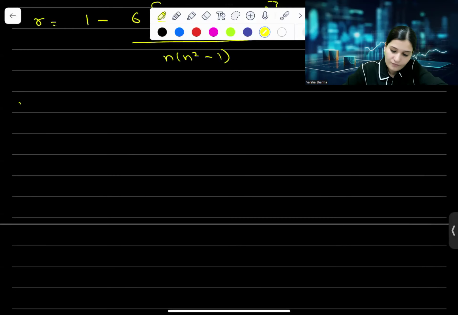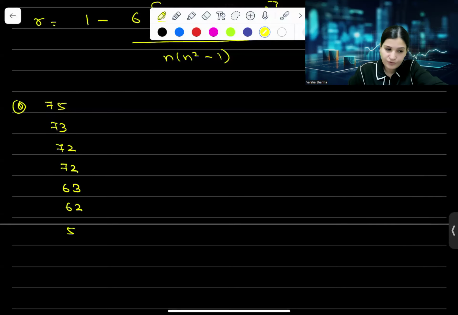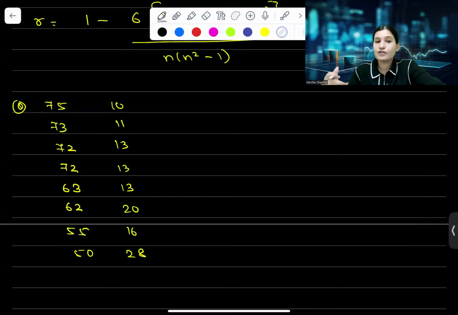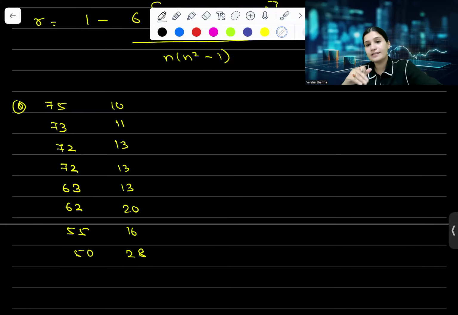Question. X: 75, 73, 72, 72, 63, 62, 55, 50. Y: 10, 11, 13, 13, 13, 20, 16, 20. If you can see, same values are repeated here. That means this is a question where we'll be using the formula with ties. So understand first how to give ranking.